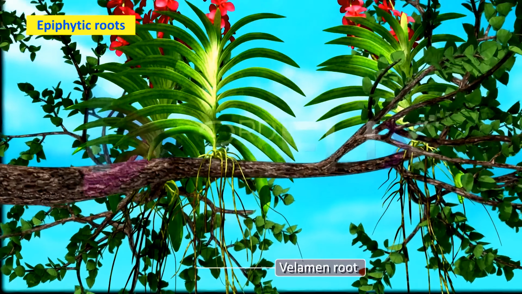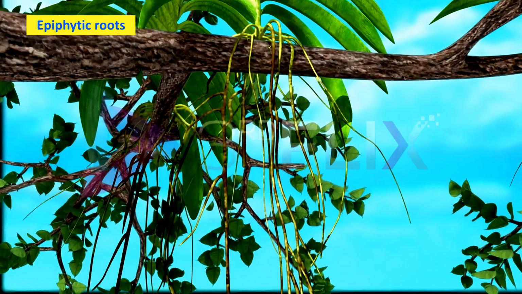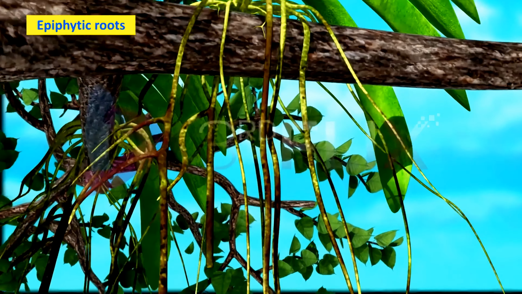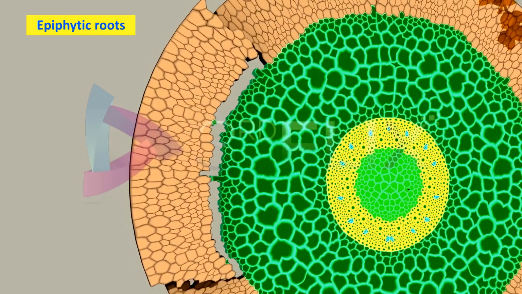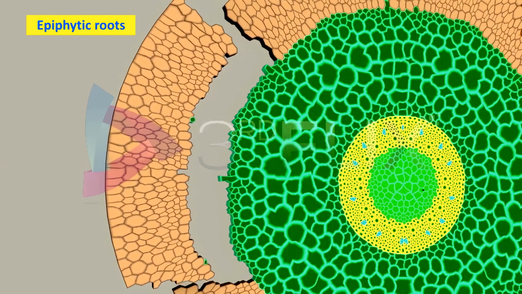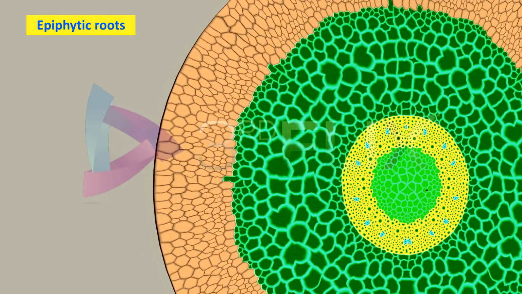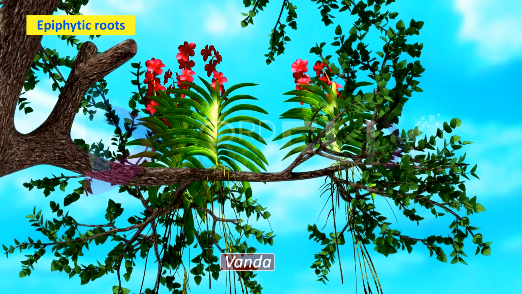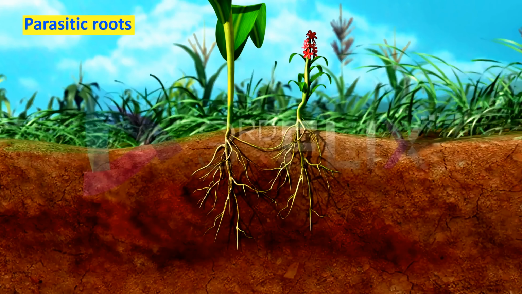The velamen roots are modified, long, and freely hanging in the air. These roots are meant for absorption of moisture from the atmosphere. They contain a dead tissue called velamen, which absorbs moisture. Velamen tissue is a multi-layered epidermal tissue. Example, Vanda.